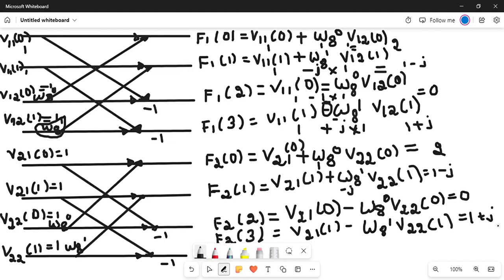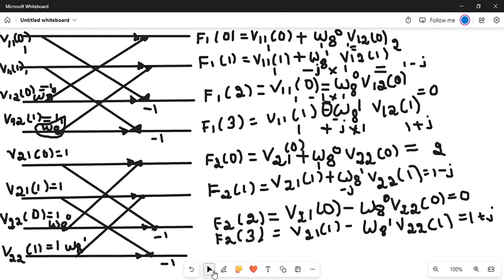So nothing else, all are 1 for you. How much is the complete input? The complete input is 1, along with your values of omega a to the power of 0 is 1, 0 and omega a to the power of 1 is 1 and minus j respectively. So if you substitute those, you are going to get the resultant, right? Yes. So now we have got the resultant.